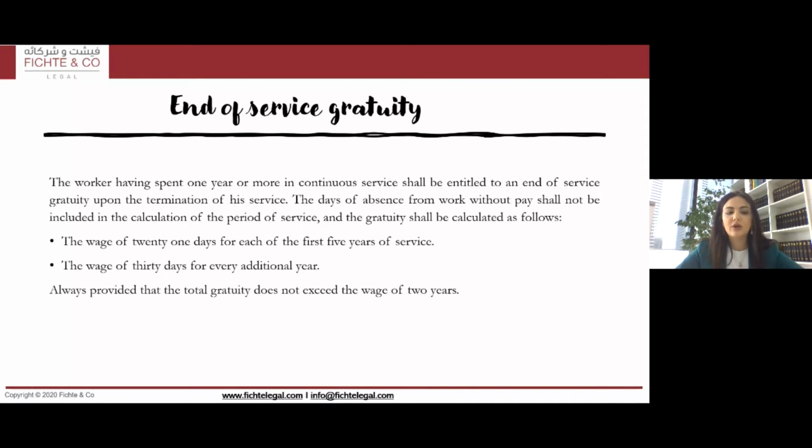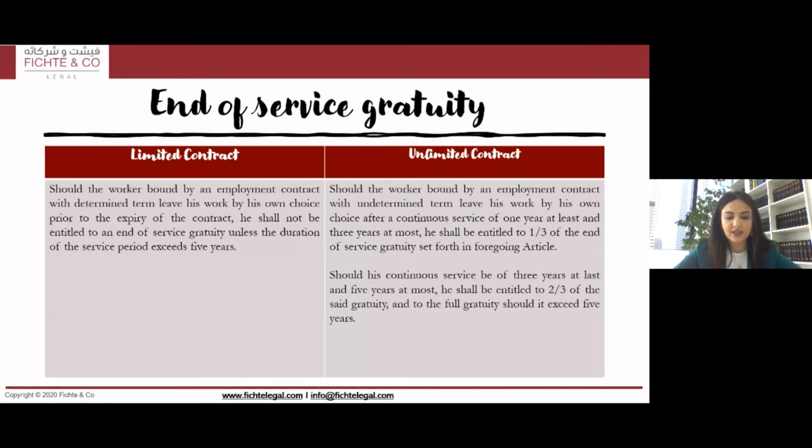So if we can go to our next slide and see that in case of limited contract, the employer is entitled to end of service gratuity when the employment period was more than 5 years, and after continuous 5 years, and when the employment term exceeds that 5 years, the end of service gratuity can be calculated as mentioned in the previous slide.